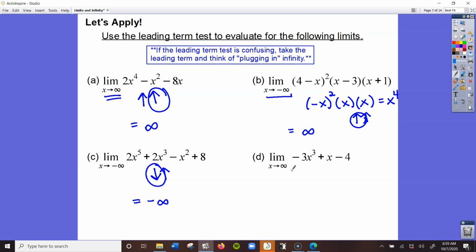With this last one here, we have the limit as x is approaching infinity of this polynomial type function. Again, we have an odd exponent, but we have a negative coefficient. So that means that the right side is going down, and the left side is going up. Since this is for when x is approaching infinity, that is the right side of my graph, and therefore this limit would equal negative infinity.